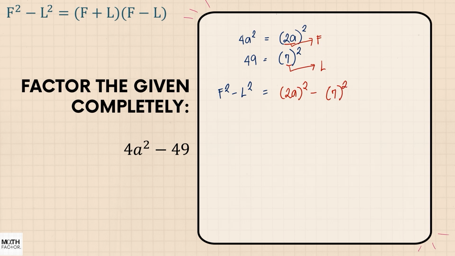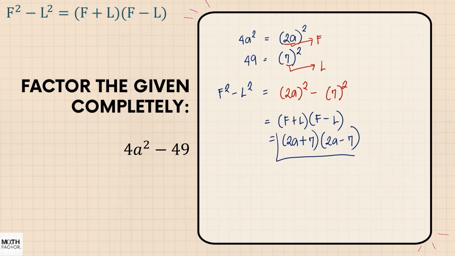And finally, for our last step, we're going to apply the formula. So we have the quantity F plus L multiplied by the quantity F minus L. So again, for the first term, we have 2a, plus, for the last term, we have 7. Then the quantity 2a minus 7. And there you have it.